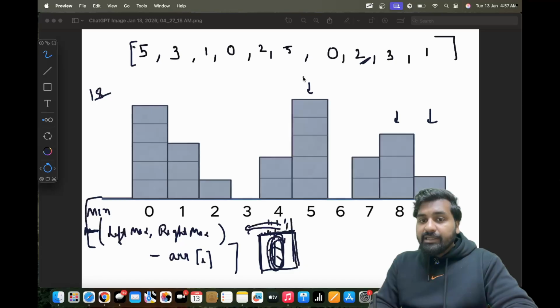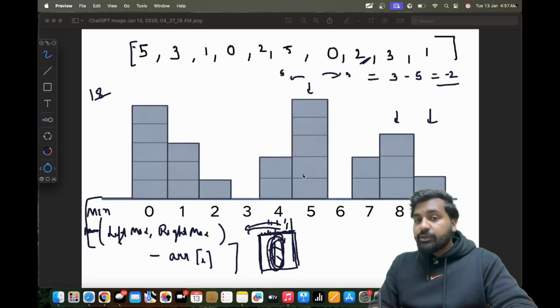For this building, left max is 5 and right max is actually 3, right? This is the maximum size of building on the right side. So minimum of these is going to be 3. And if I try to subtract 5 from it, it is going to be negative, which is -2. That means if a negative number comes, no water can be stored there. And it makes sense. On the right side, maximum water on this cannot be this part, right? -2. There is already a building there. So it cannot store any water.